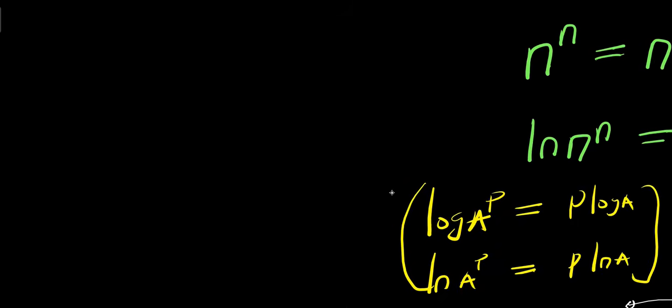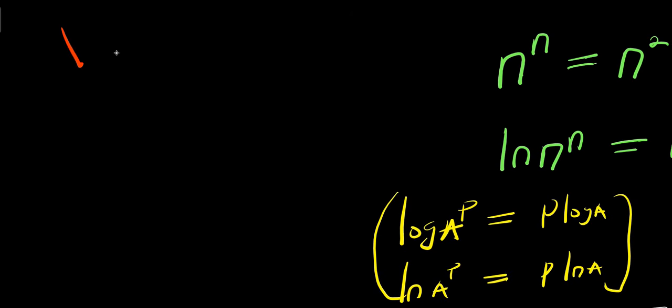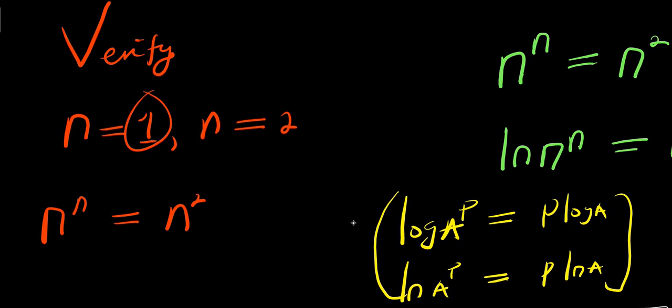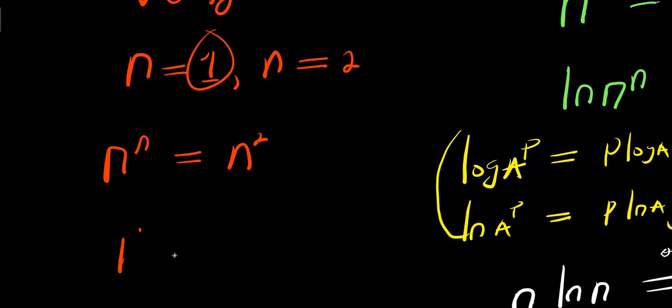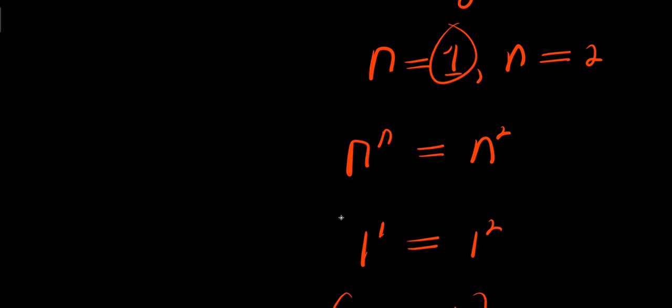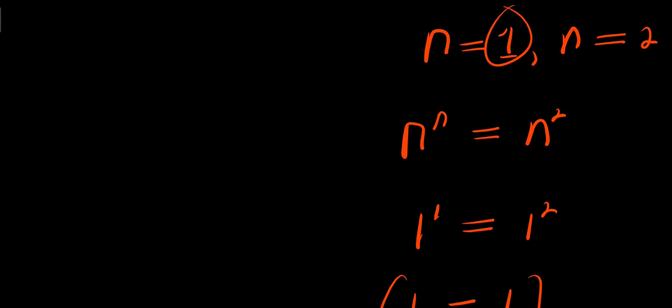So what we are going to do again is to verify these two solutions. I have n equals 1 and n equals 2. So you have n power n equals n power 2. Substituting this for n, I have 1 power 1 equals 1 power 2. 1 power 1 is 1 equals 1 power 2 is 1. Left hand side equals right hand side. That is it.